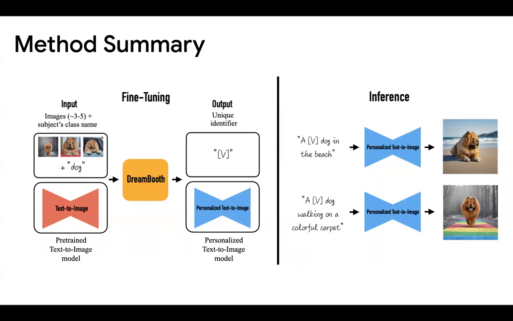Here we have a summary of the method. Given a small set of 3 to 5 input images, we first generate a unique rare identifier for the subject, V in this case, and subsequently fine-tune a pre-trained text-to-image model on the small set of images using the subject's class name and the rare identifier as text supervision. At inference time, we can use sentences such as "a V dog in the beach" to generate new images of our specified subject in new contexts and with semantic modifications.